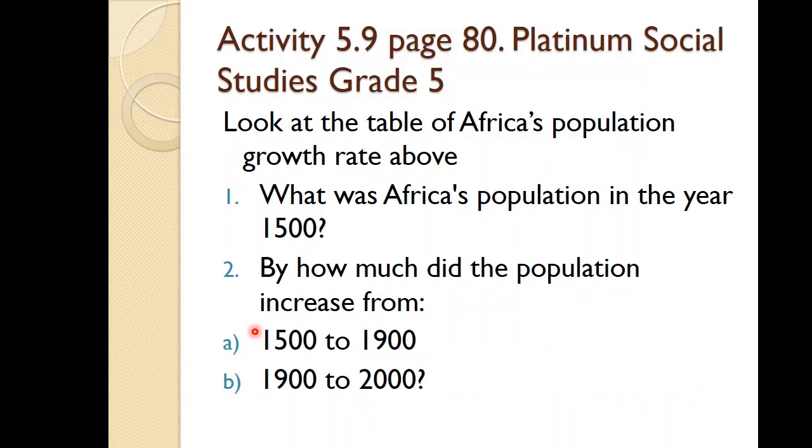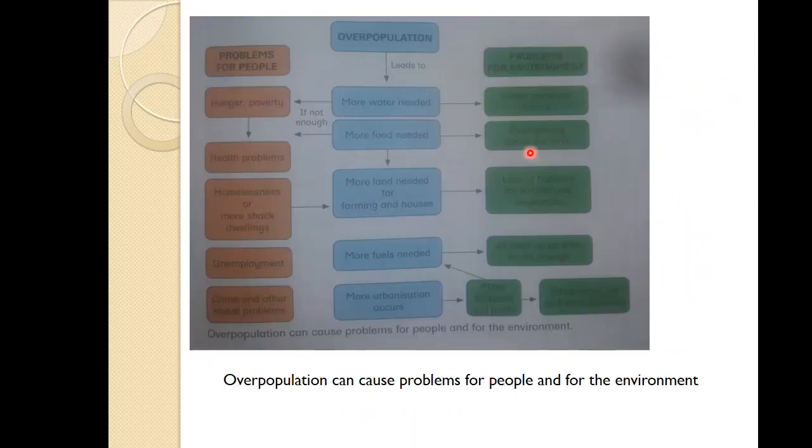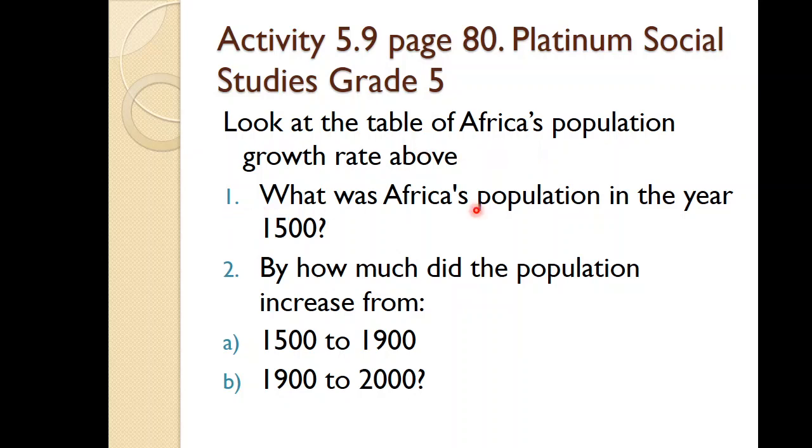Okay, time for activity. Activity 5.9 on page 80 in your Social Studies Grade 5 textbook. Look at the table of Africa's population growth rate above. This is the table. Question 1. What is Africa's population in the year 1500? And question 2. By how much did the population increase from 1500 to 1900? And how much has the population increased from 1900 to 2000?